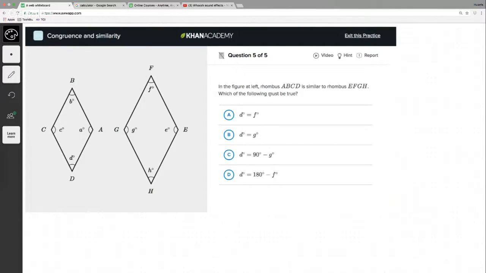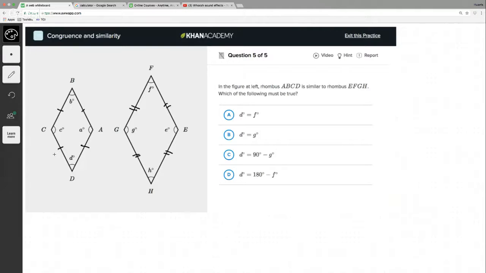Let's try this guy. In the figure at left, rhombus A. So they're telling us that they're rhombuses. A rhombus, if you don't know, is a four-sided figure where all the sides are equal. So technically squares are rhombuses. I'm just going to put markings to indicate that all the sides are equal: 1, 2, 1, 2, 1, 2, and 1, 2.